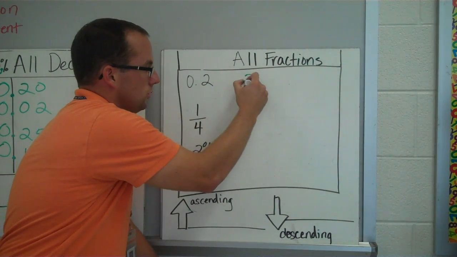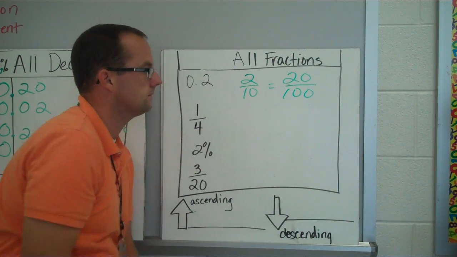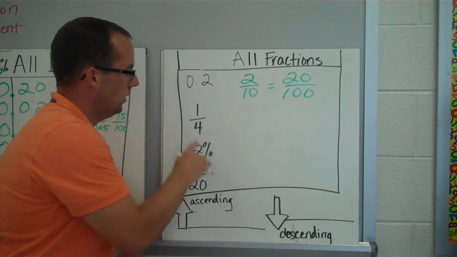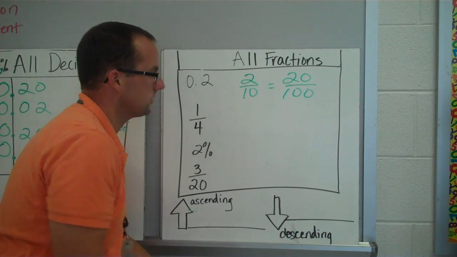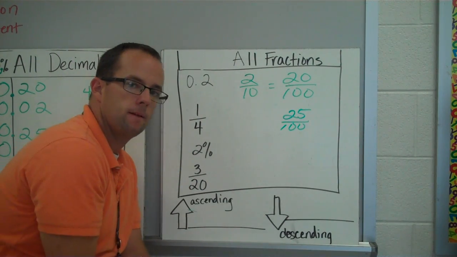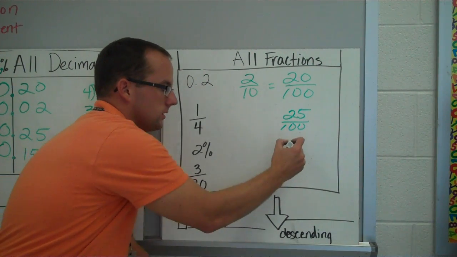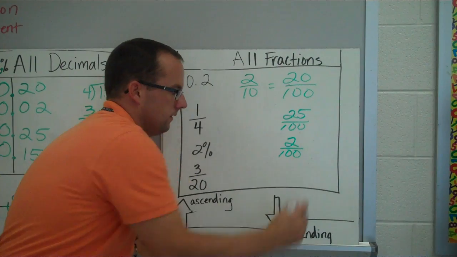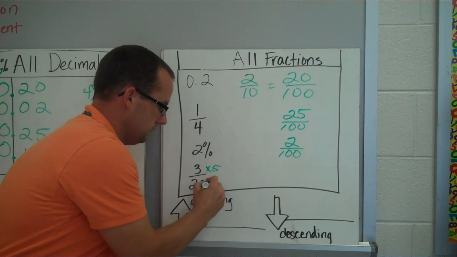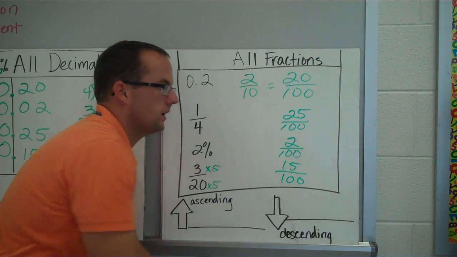2/10 is either 2 out of 10, or let's make it even 20 out of 100. Okay, we know that 2/10 is 2 over 10, or 20 hundredths. 1/4 we just said was 25%, which we know is 25 over 100. 2%, we know that a percent is anything over 100, so 2 out of 100. And then we also just talked about converting 3/20 to something out of 100 by multiplying 3 times 5, and we get 15 hundredths.